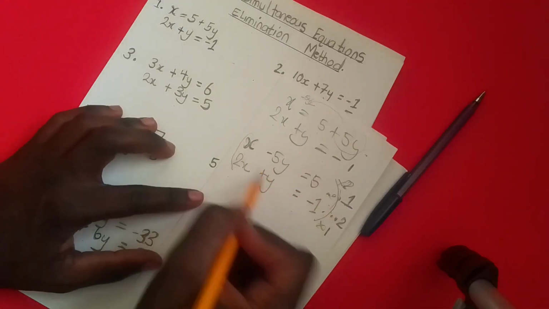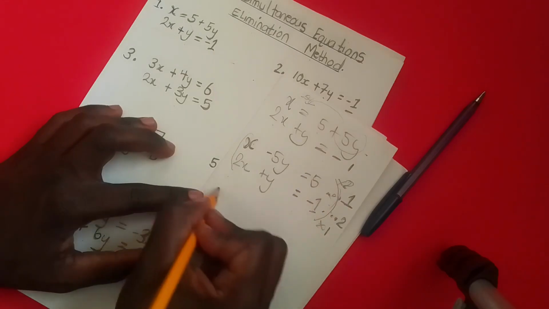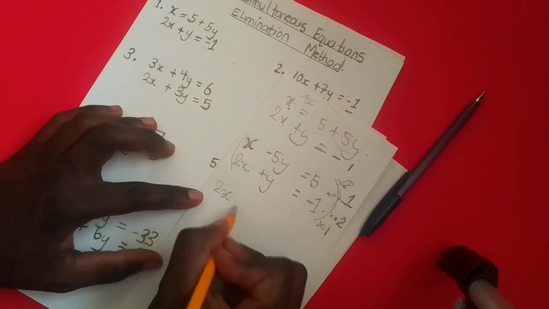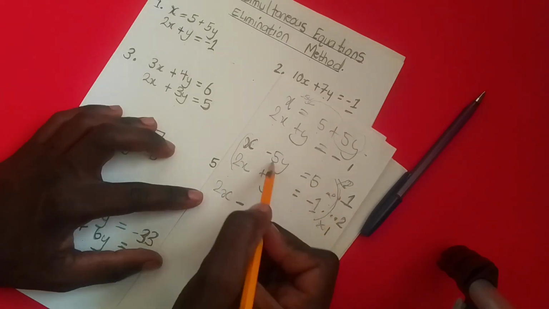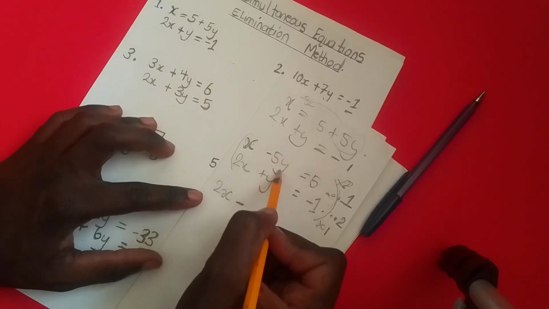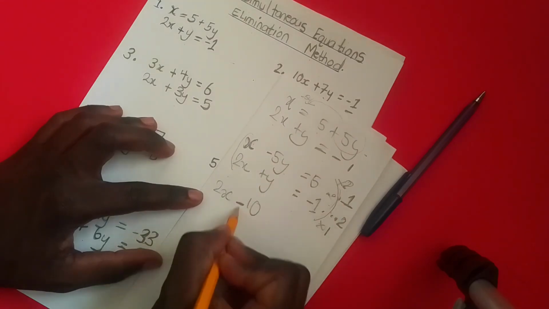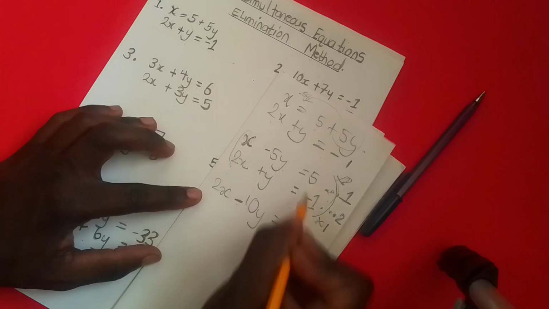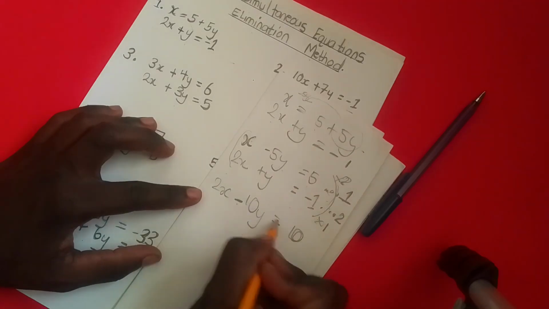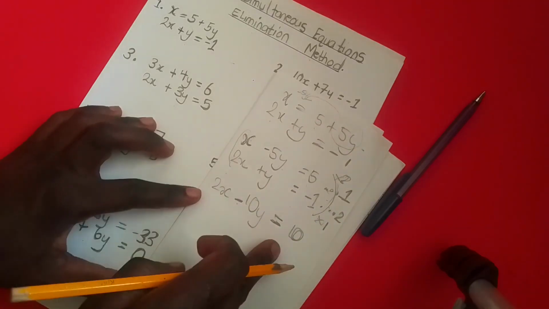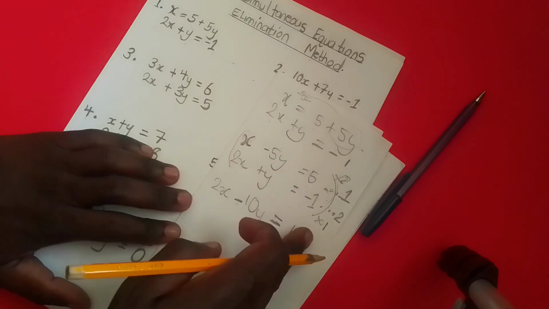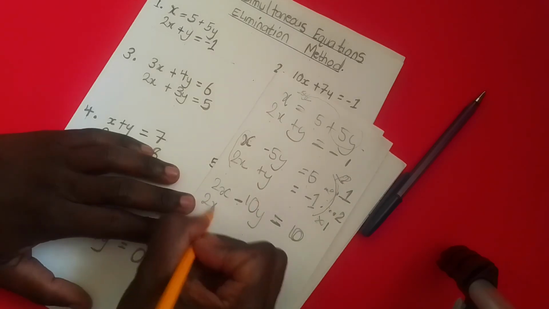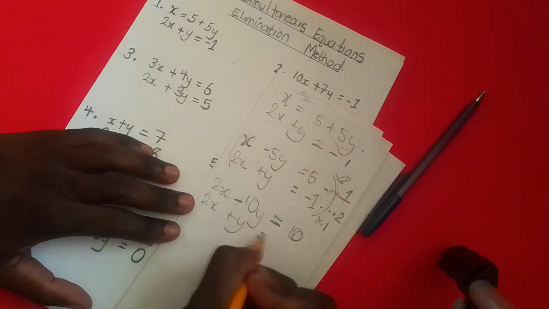So if we multiply equation 1 by 2, we end up with 2x minus 10y. Negative 5y times 2 is equal to negative 10y. Then 5 times 2 is equal to 10. This is our new equation 1 now. Then equation 2 multiplied by 1 stays the same: 2x plus y being equal to negative 1.